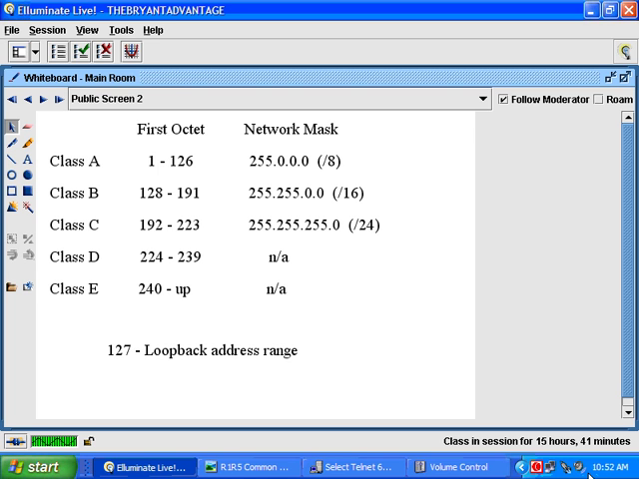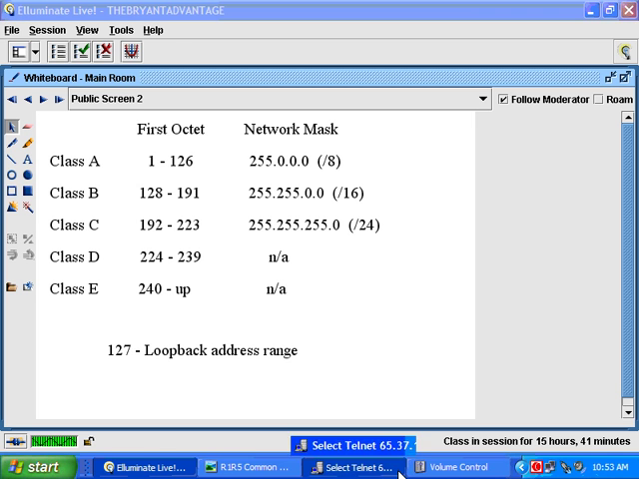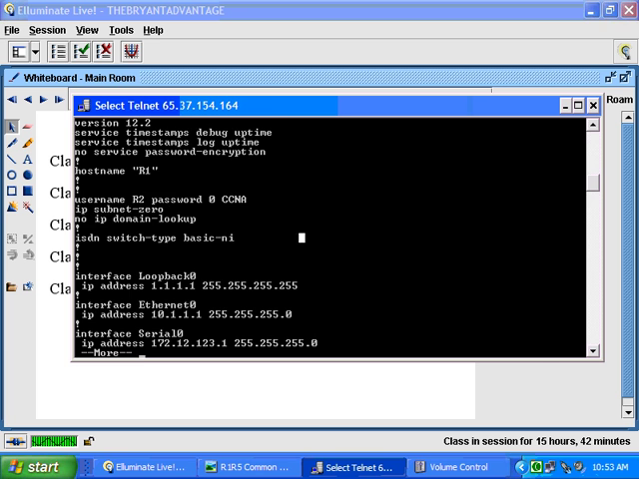Now, I put 127 up there because that's the one missing number, and I know that you know that that is the loopback address range. But just a detail that I see people get mixed up on a little bit. You cannot put an address from that range onto a Cisco loopback interface. That's not the kind of loopback we're talking about.